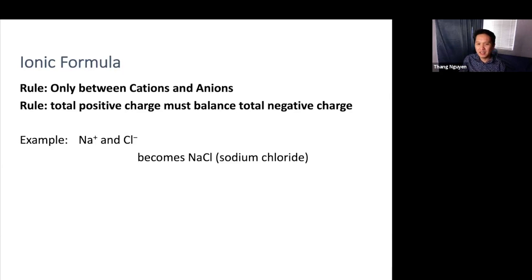Now, does that mean in salt there's only 1 sodium and 1 chloride? No, right? It's just a ratio. There could be billions and billions of them, but the ratio will be the same. If there's a billion sodium, there's a billion chloride.